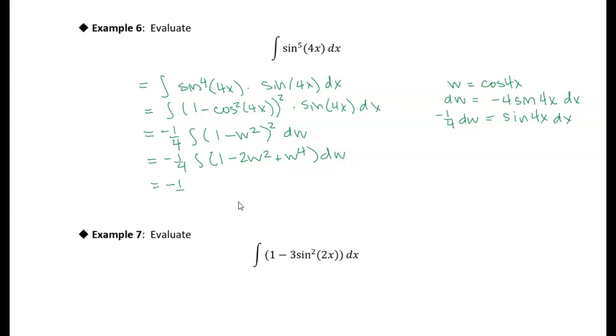So I'm going to bring down the -1/4 again, and then I integrate 1. I'm going to get w. Then we're going to integrate the w squared, so we're going to have minus 2 times, the integral of w squared is 1/3 w cubed. And then the integral of w to the fourth is 1/5 w to the fifth, and then plus c. So now we just have to replace our w with cosine 4x, and then we'll have our final answer.